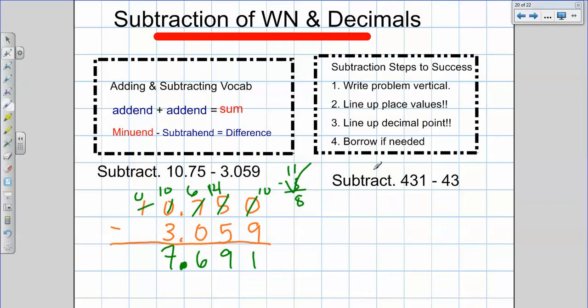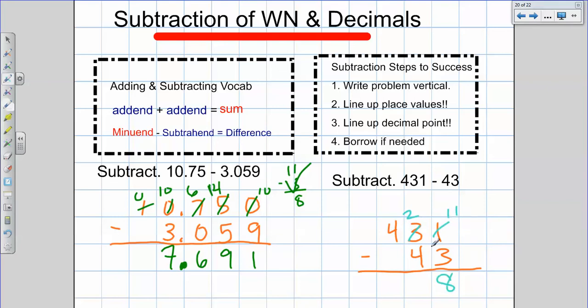All right, let's try a whole number problem now. And again, I'm finding the difference here. So I'm going to start out with 431, my first number, which always goes on top. 431 minus 43. Right, so now I need to borrow. So my 3 becomes a 2. My 1 now becomes an 11.